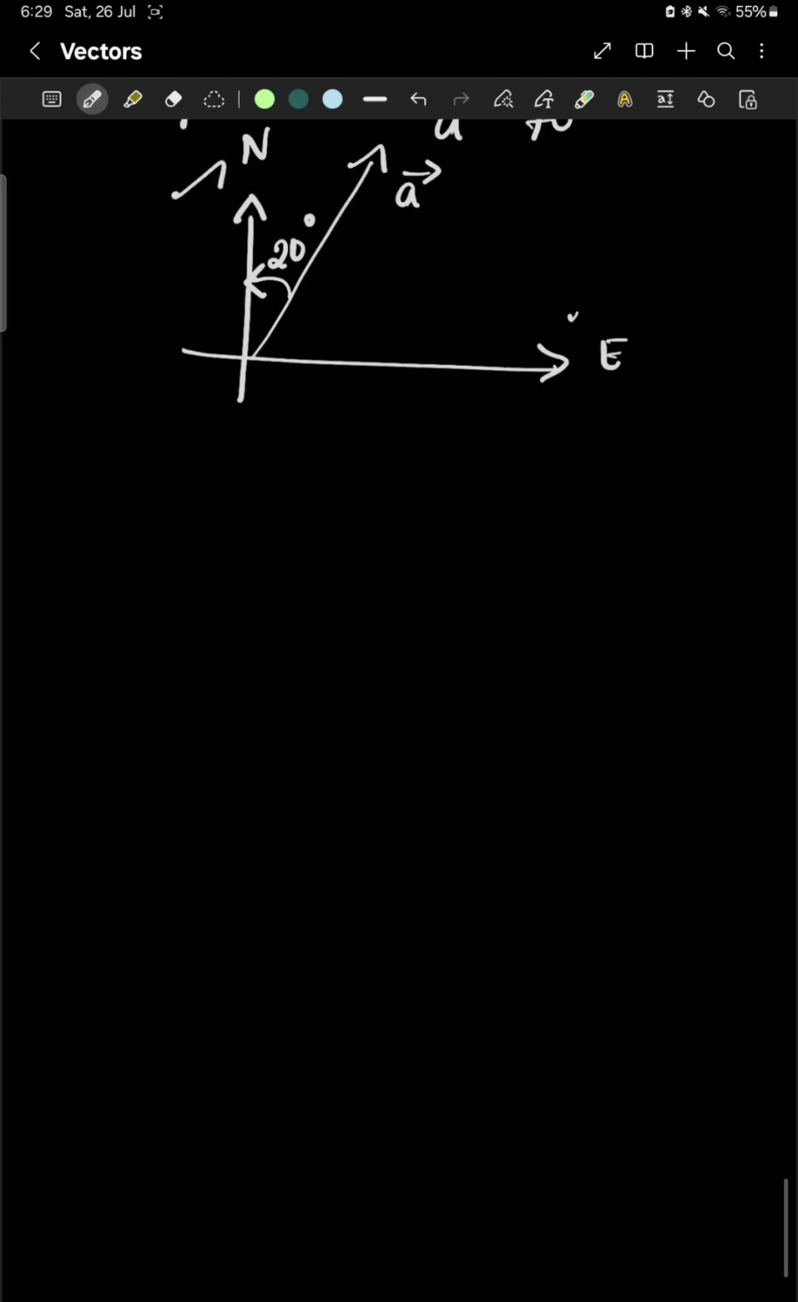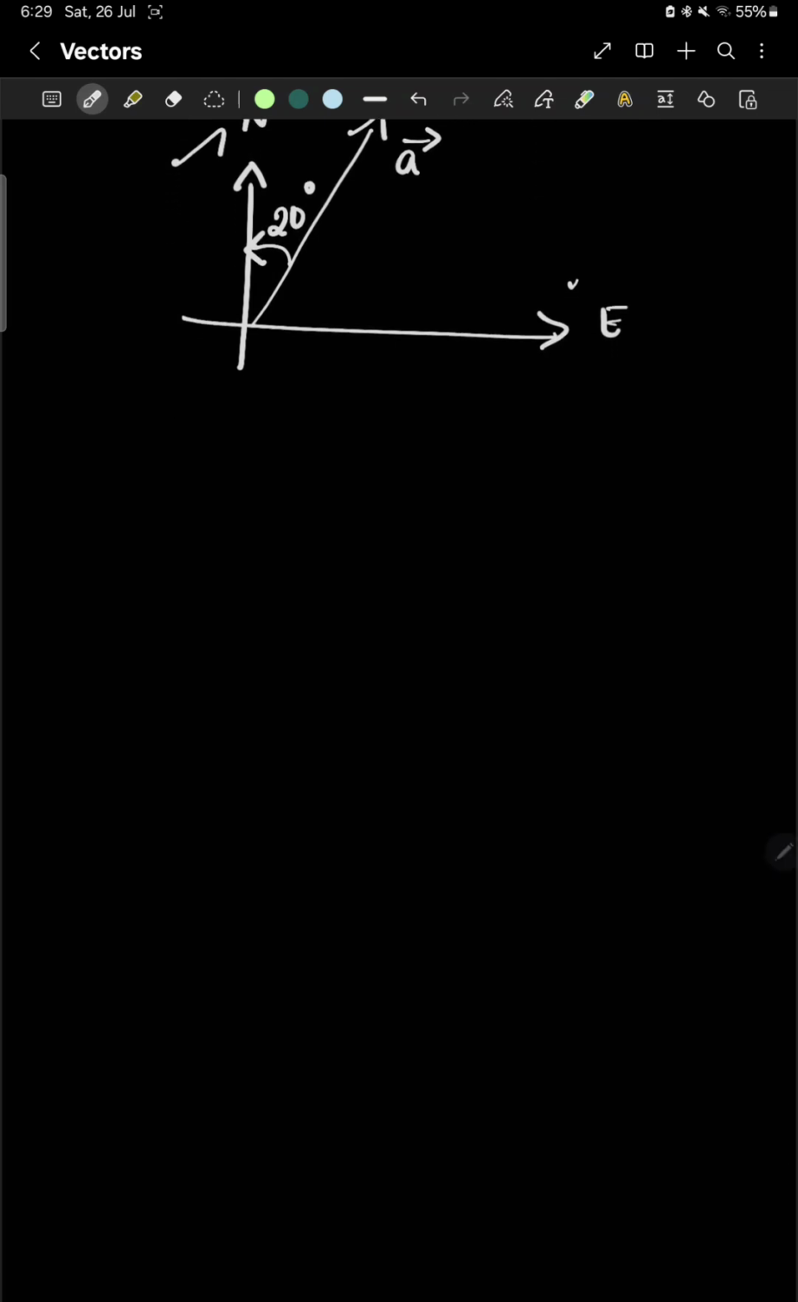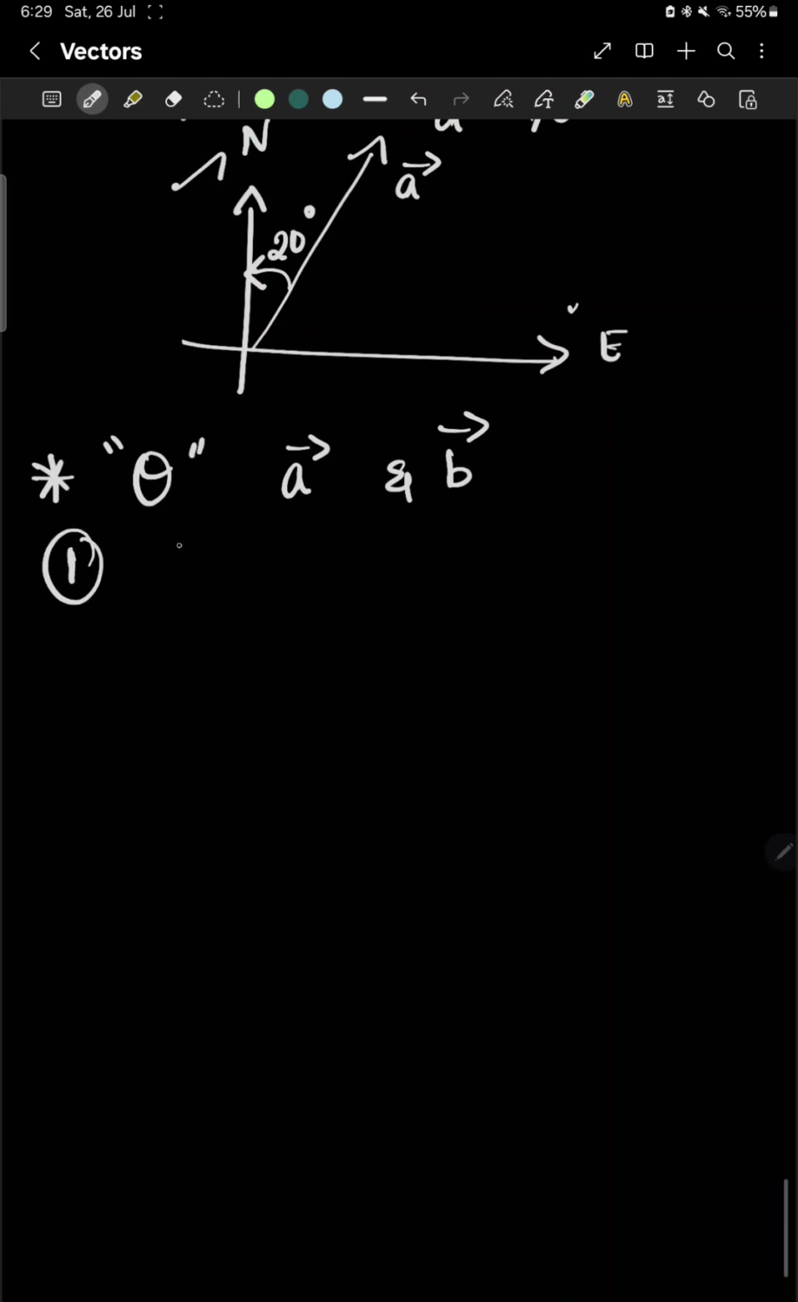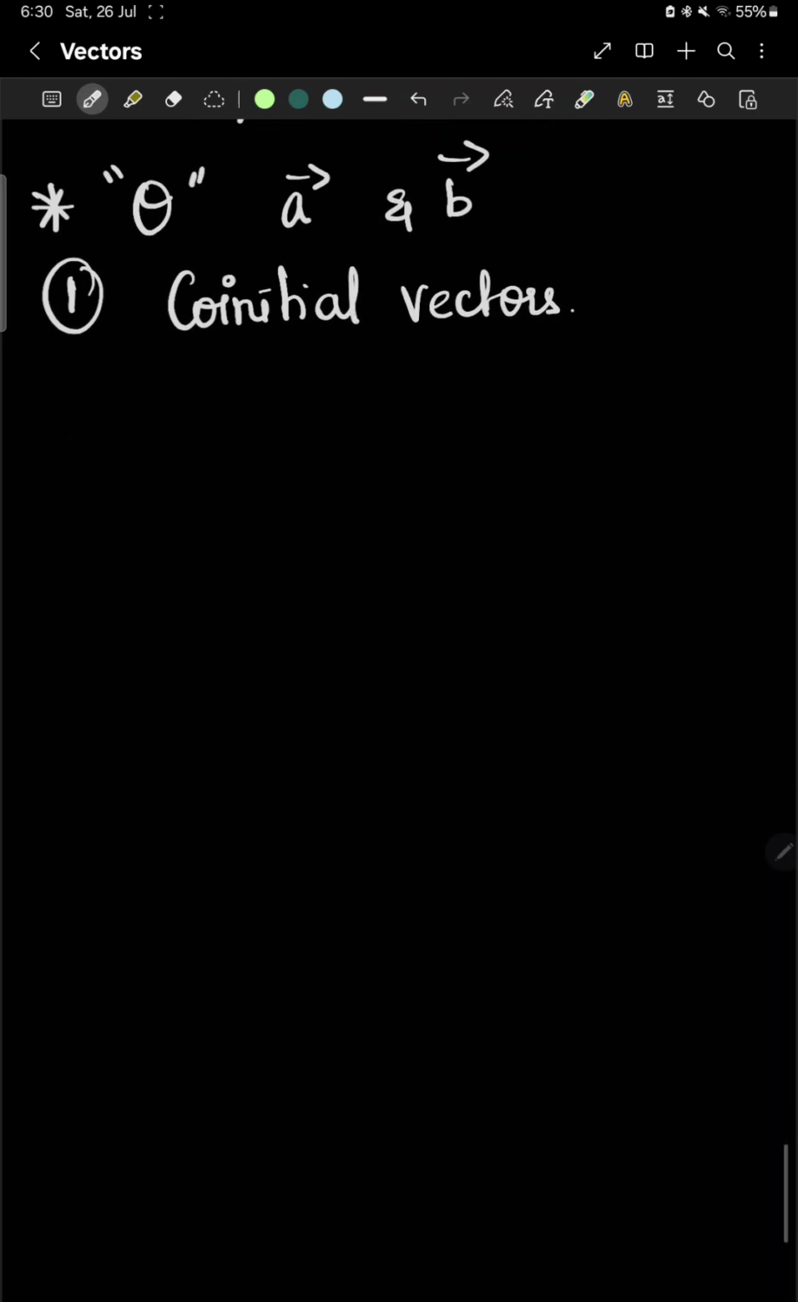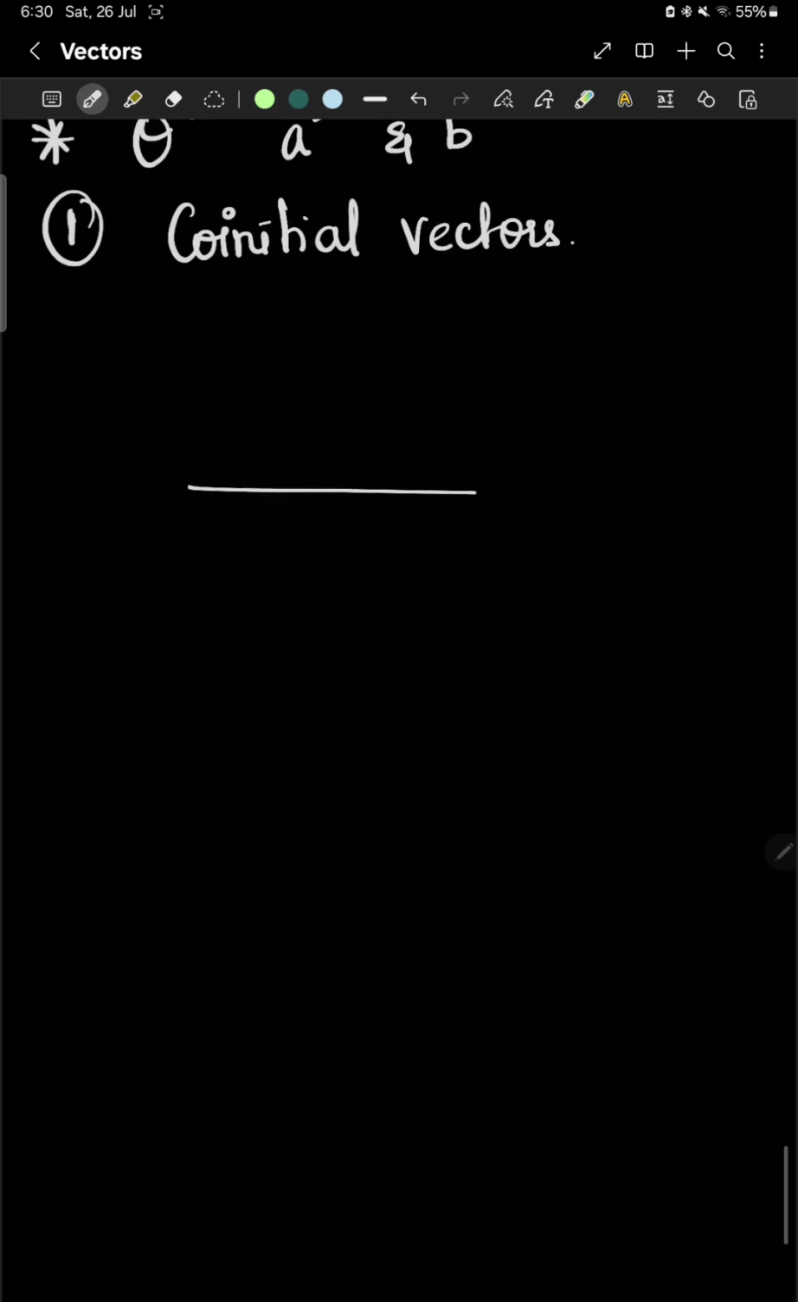Okay, and now in the third case, to find the theta, that means to find the angle between two vectors. Now let us consider A vector and B vector. The first condition is to make the two vectors co-initial vectors, which means the two vectors should have the same starting point. Now let us consider I am having A vector like this and a B vector like this. To calculate the angle between these two vectors, I should not calculate in this way.